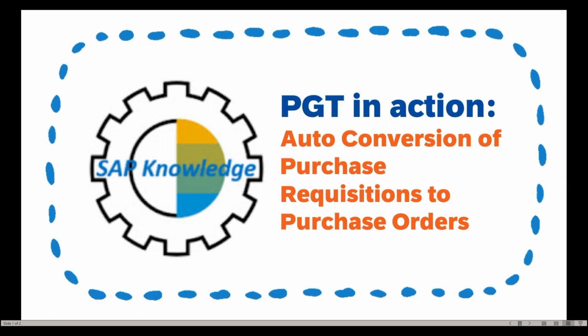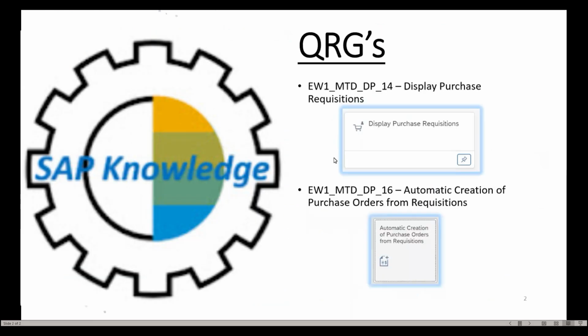Hi everybody, in this demo we'll be looking at the automatic conversion of purchase requisitions into purchase orders. This functionality allows us to convert specified groups of purchase requisitions into purchase orders all in one transaction. This demo encompasses QRG DP14, display purchase requisitions, and DP16, auto creation of purchase orders from requisitions. Please refer back to these QRGs for any further guidance needed.